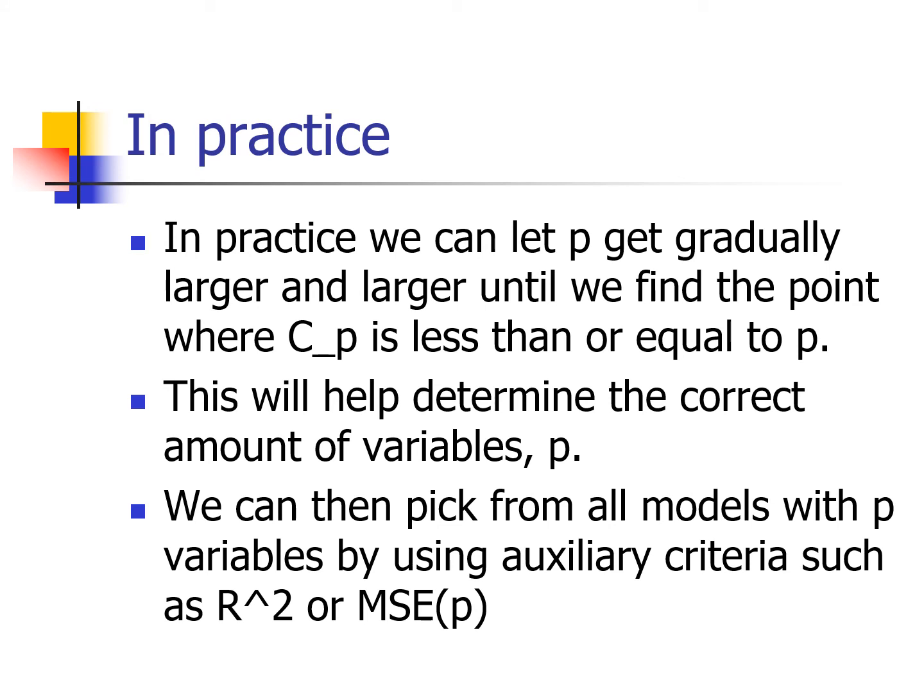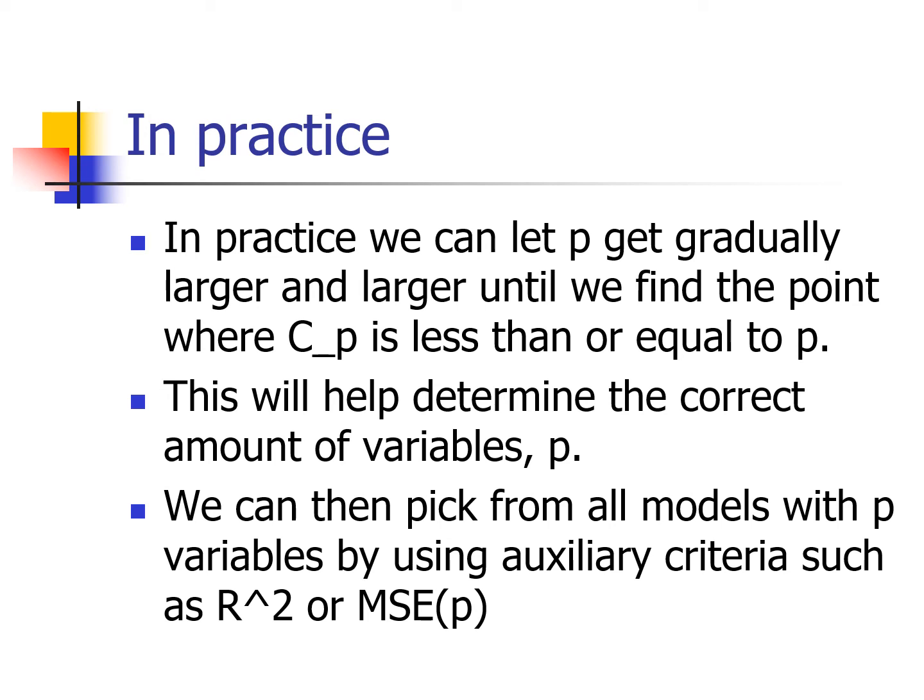So in practice, this is what we suggest doing. We can let p get gradually larger and larger. We look at all the one variable models, that's p equals 1. Then we look at all the 2 variable models, that's p equals 2. Then all the 3 variable models, that's p equals 3. We keep increasing that p.